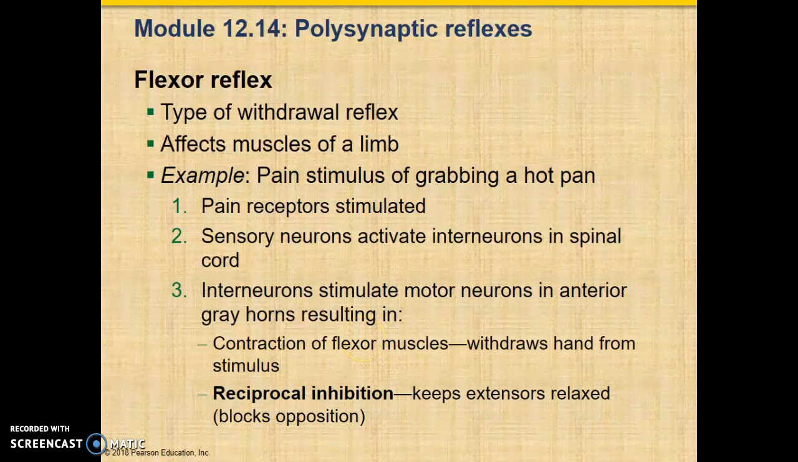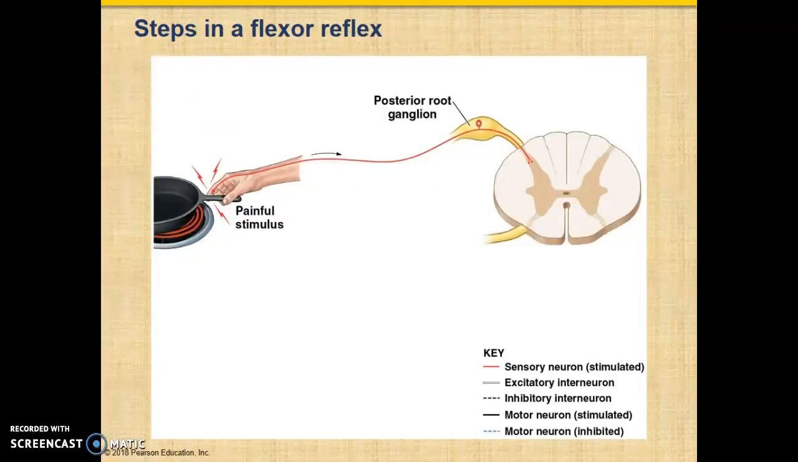The flexor reflex is a type of withdrawal reflex affecting muscles. So you grab a hot pan, pain receptors are stimulated, sensory neurons send information to the interneurons in the spinal cord. The interneurons stimulate motor neurons in the anterior gray horn, and that results in contraction of your flexor muscles. But there's something going on here, and it's called reciprocal inhibition. So we'll see what that looks like in a second.